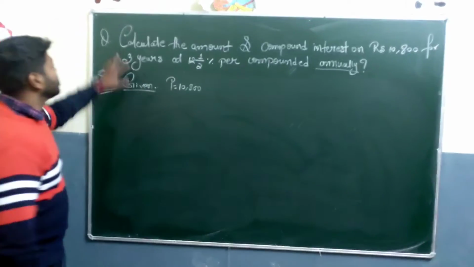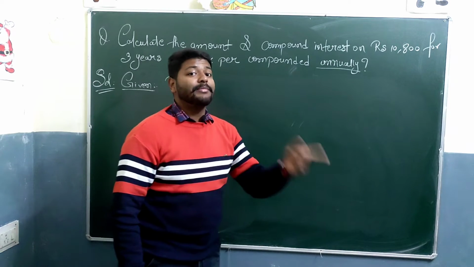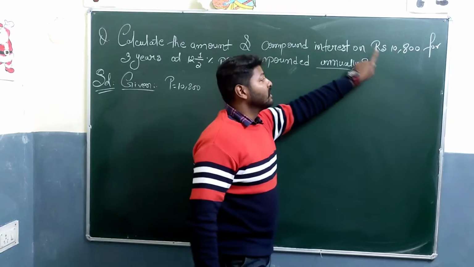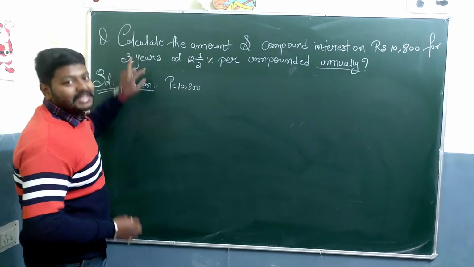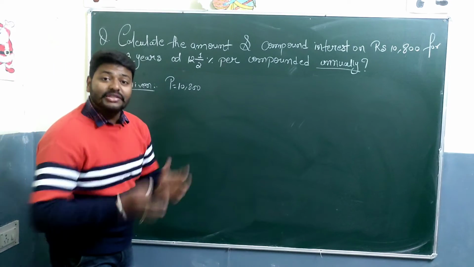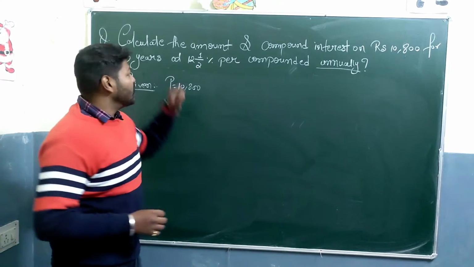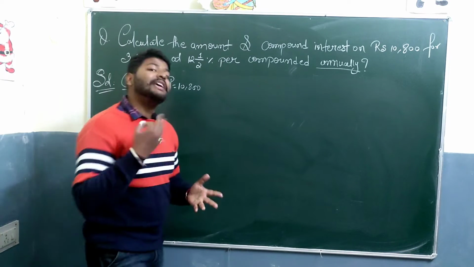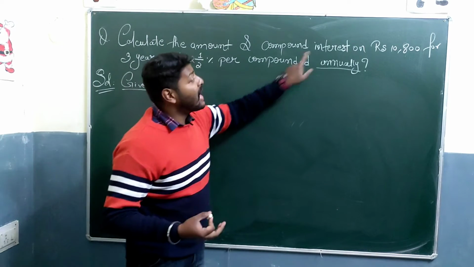The question says: calculate the amount and the compound interest on rupees 10,800, which means this amount is the principal, for 3 years, which means the time is given, and the rate of interest is 1 1/2%. If we convert this mixed fraction into an improper fraction, and we have to calculate the compound interest annually.